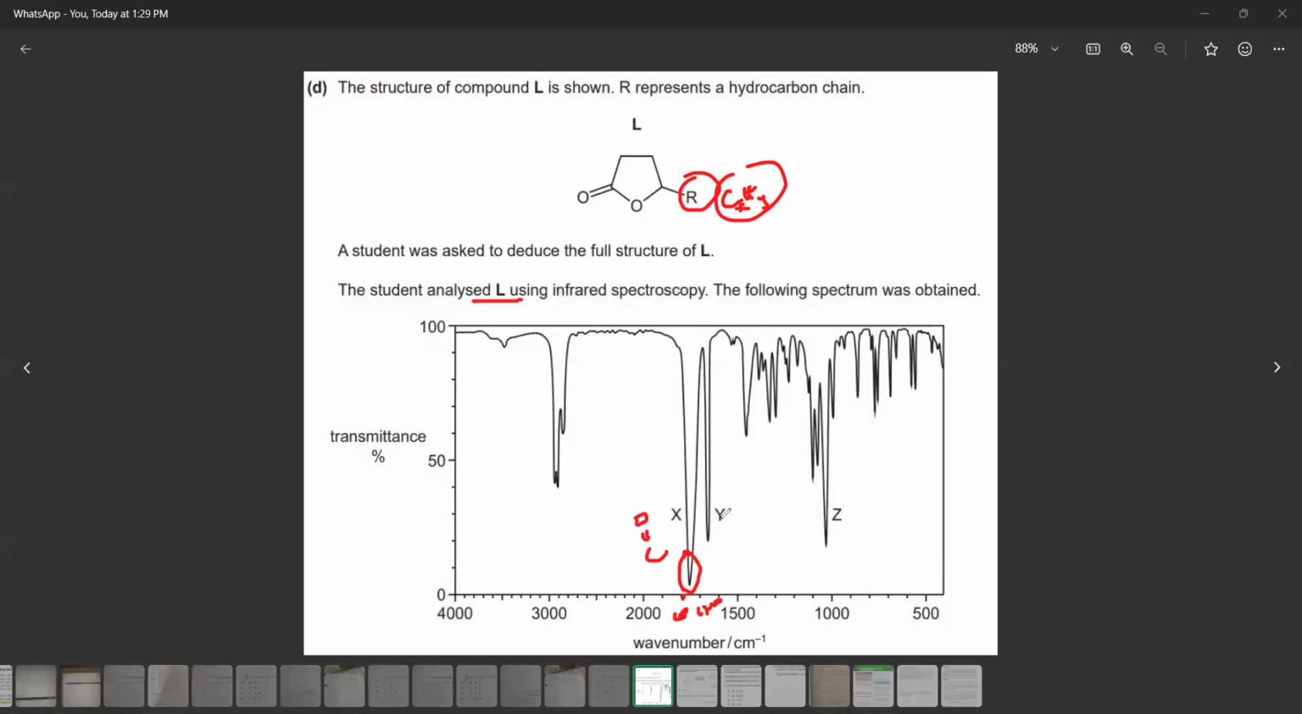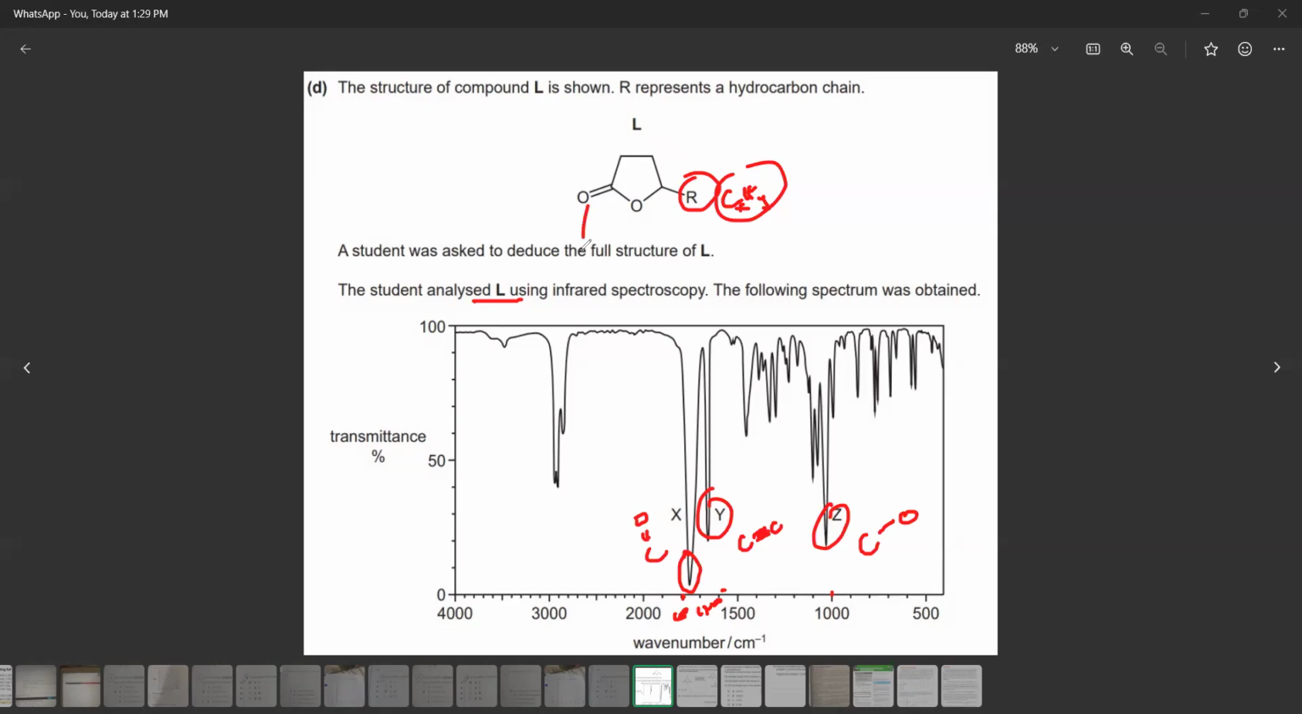The range from 1600 to 1700 refers to a carbon-carbon double bond, and Z, around 1000 to 1100, always refers to the presence of a carbon single bonded with oxygen. So these are the ranges for infrared spectra.